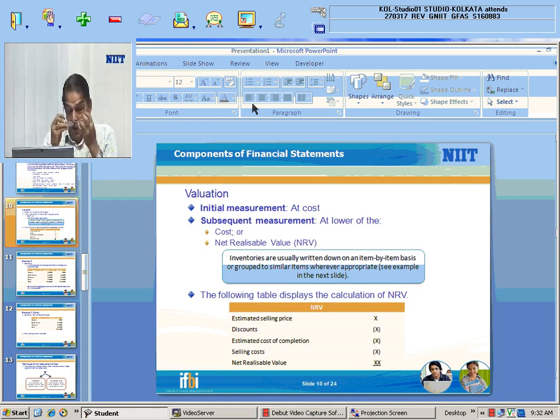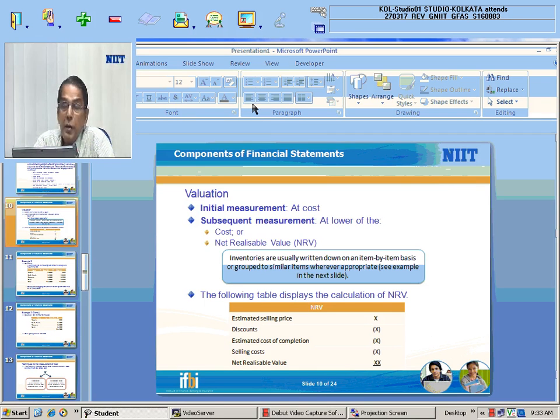Is that clear? Now we'll come to valuation. Initial measurement will always be at cost. We have talked about the cost. We know what has to be included, what has to be excluded. So initial measurement of inventory is always done at cost.